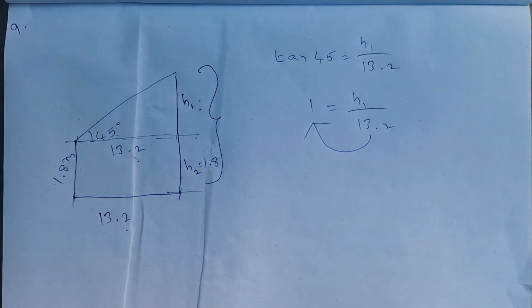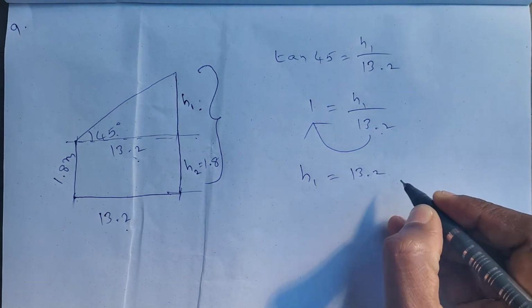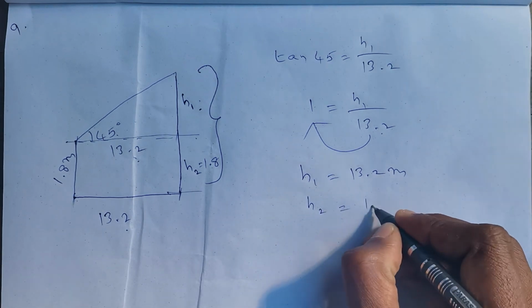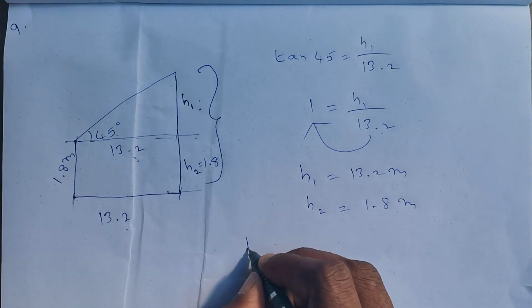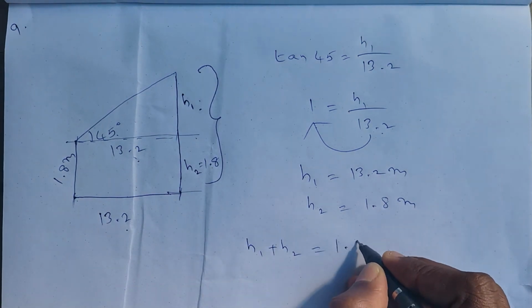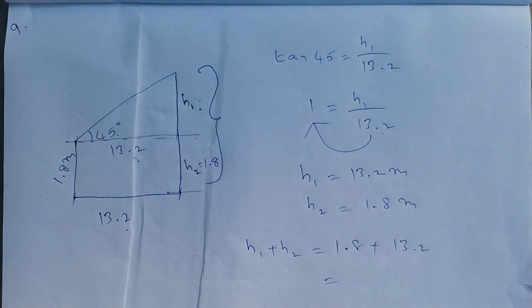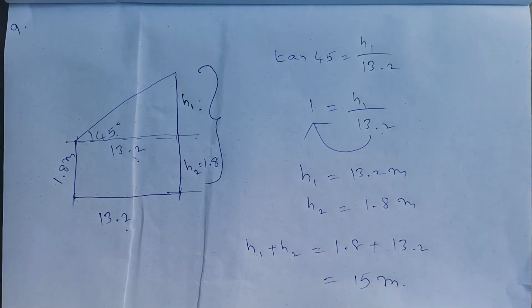This 13.2 if I take to the left side, it will become multiplication. So H1 is equal to 13.2 into 1, 13.2. All the measurements are in meters, so this is also meters. Already we know H2 is 1.8 meters. So we need to find out the total height of the palm tree. So total height is H1 plus H2, that is 1.8 meters plus 13.2 meters. 13.2 plus 1.8 is 13.2, 14, 15 meters. So the height of the palm tree is 15 meters.